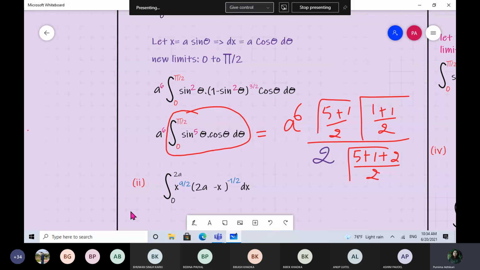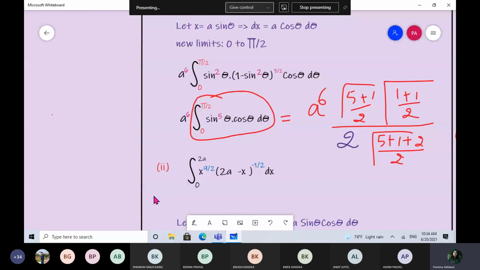All right, so let's look at the next integral. Is everything clear in the last integral? If anyone has a doubt, let us say it. Don't let your doubts pile up.